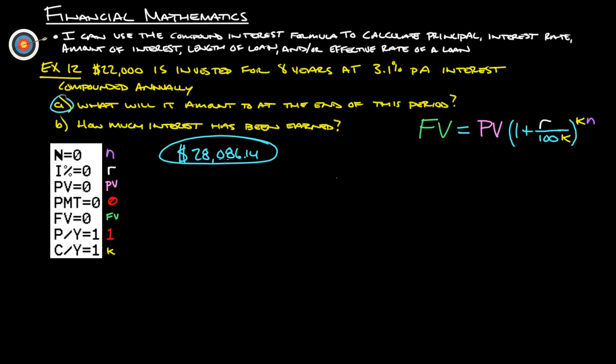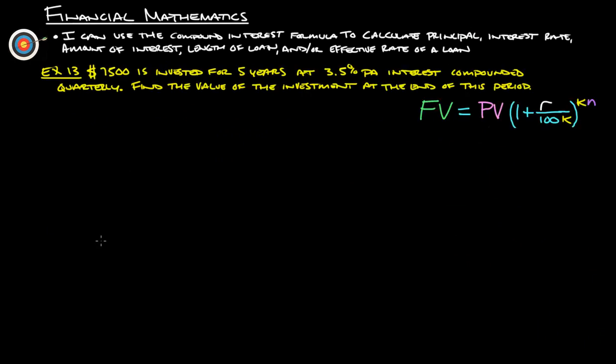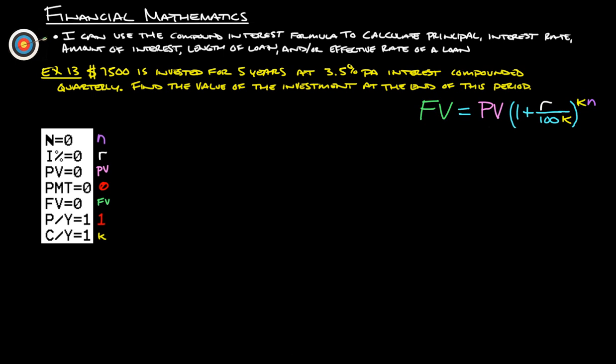Okay, how much interest has been earned? We'll simply just subtract 22,000 from that, and that'll give us 6,086.14. Okay, all right, let's look at some more examples. We're going to keep using the TVM solver. Okay, let's take a look at this example here.